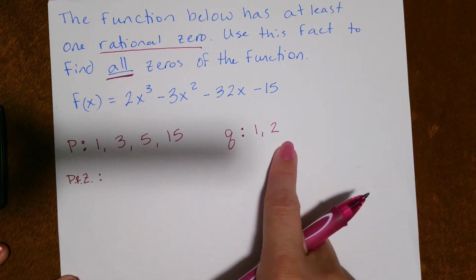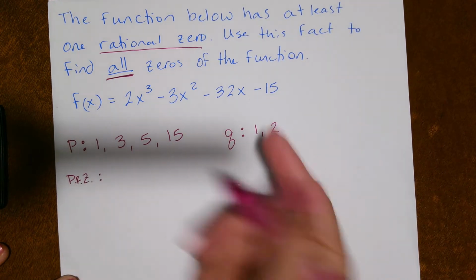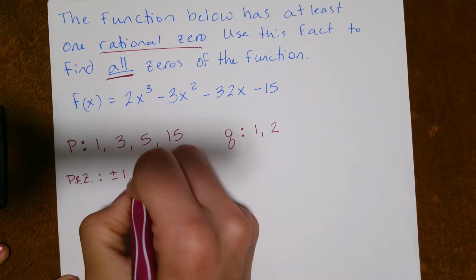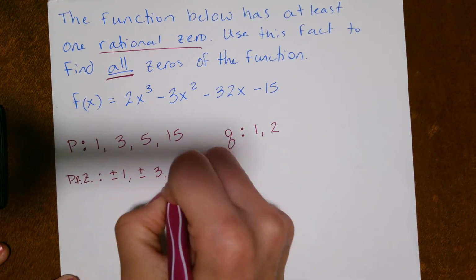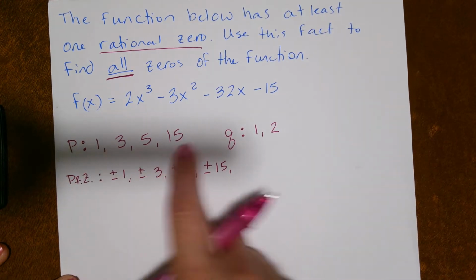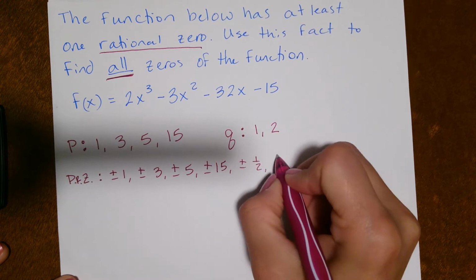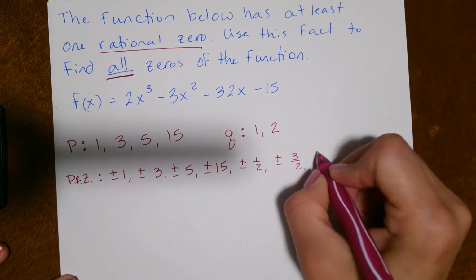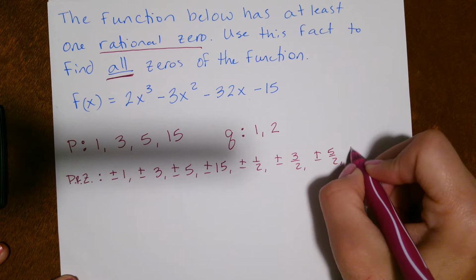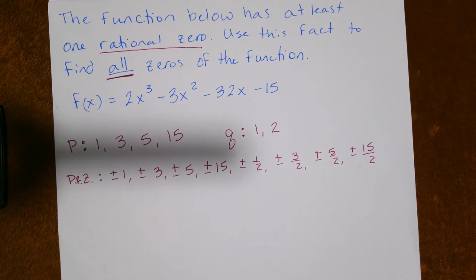Each of the p's over each of the q's. So I'm going to take each one and put it over 1. I just get that value back. So I have plus or minus 1, plus or minus 3, plus or minus 5, plus or minus 15. And then each of the p's over 2. So I have plus or minus 1 half, plus or minus 3 halves, plus or minus 5 halves, and plus or minus 15 halves. So this is my list of possible rational roots or possible rational zeros.